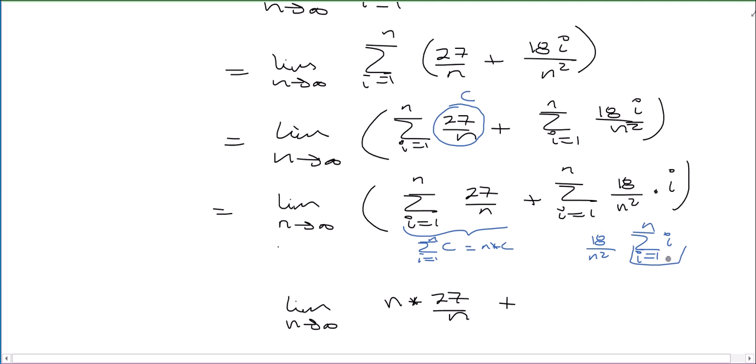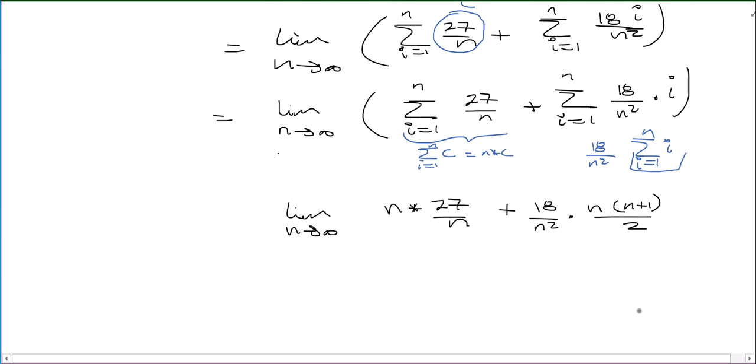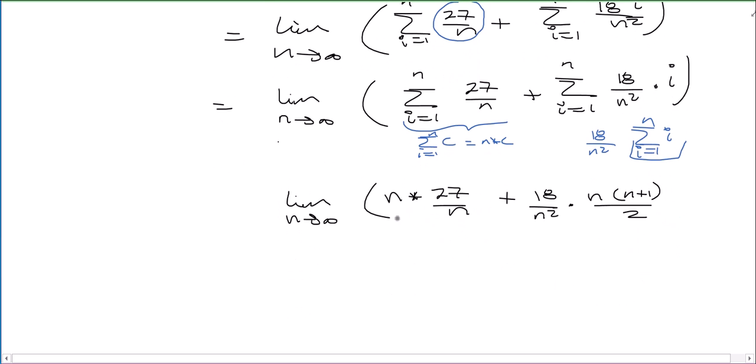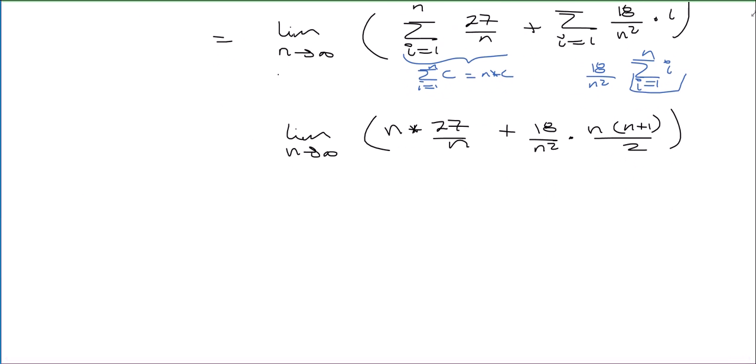And so I can replace the summation with the formula. So this will be plus 18 over n squared times the summation of i, which is n times (n plus 1) over 2. So it might be worthwhile to memorize those formulas that I wrote at the top of your notes, the useful formulas. And now let's simplify.